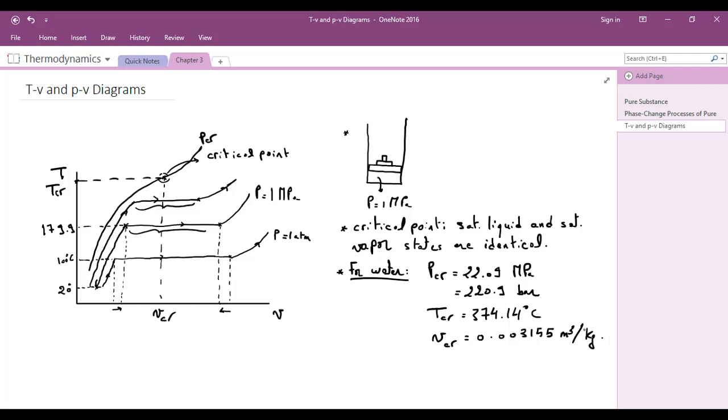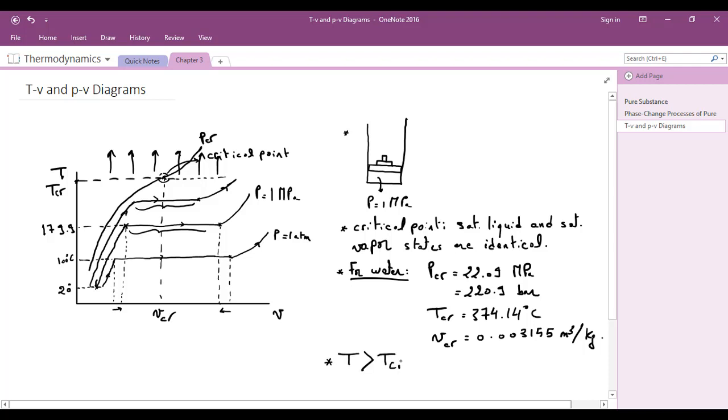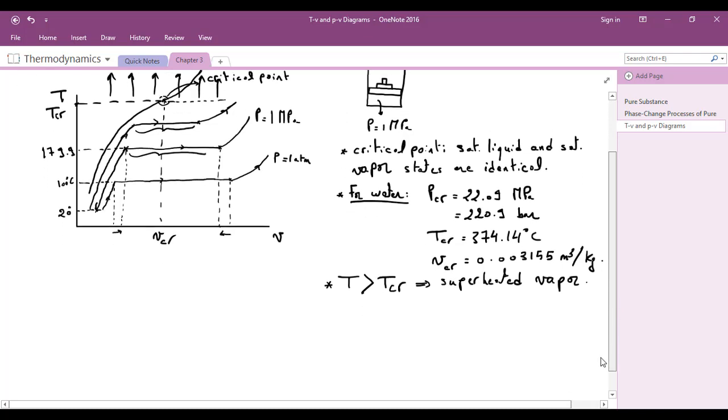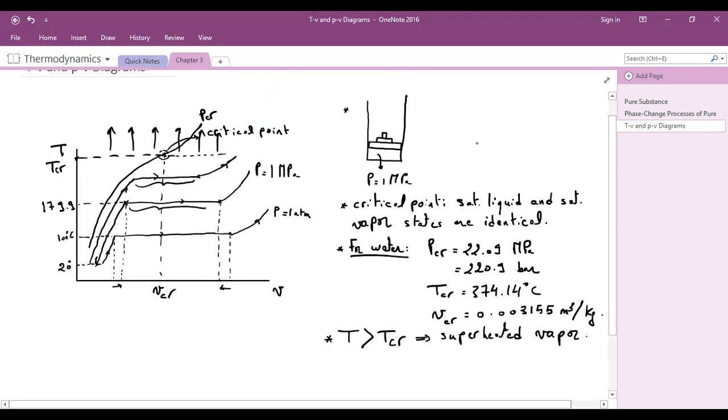Now, at pressure and temperature higher than the critical pressure, so in this region, it is customary to refer to a pure substance in the region where the temperature is higher than the critical temperature as superheated vapor. So whenever we have, for example, for water, a temperature of 400 degrees Celsius, 500 degrees Celsius, if we know that the temperature is higher than the critical temperature, so we are above the critical point, we can say that we have a superheated vapor.